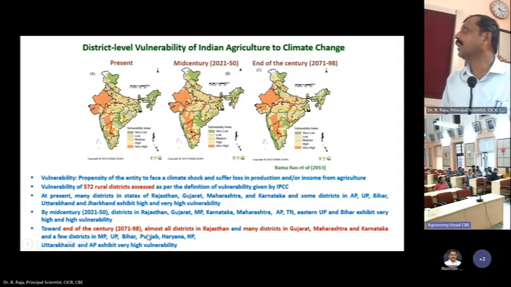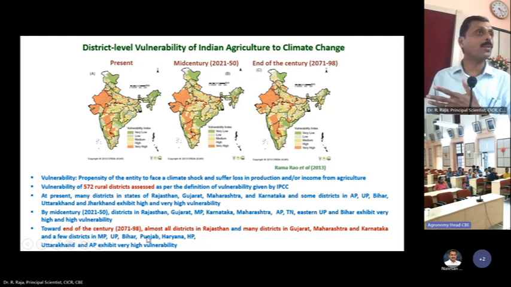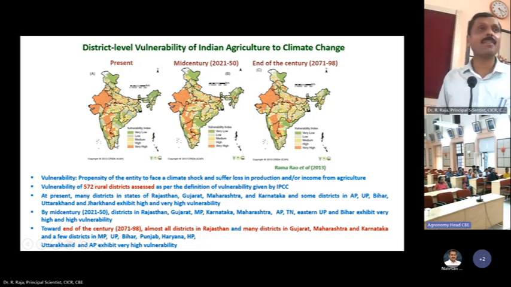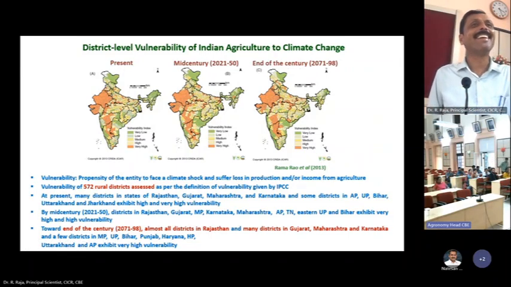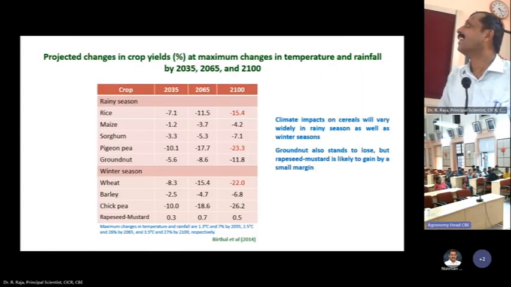Even at the end of the century, almost all districts of Rajasthan, many districts of Gujarat, Maharashtra, Karnataka, and many northern states where groundwater is being used for irrigation are highly vulnerable. Okay, we are also in a vulnerable position. Sorry, we are not in a much better position. We are always in a disadvantageous position, right?